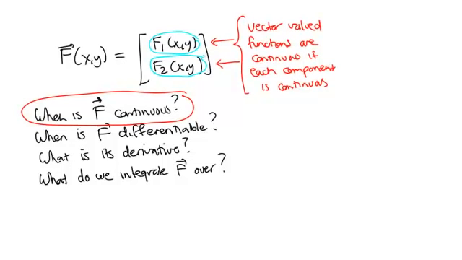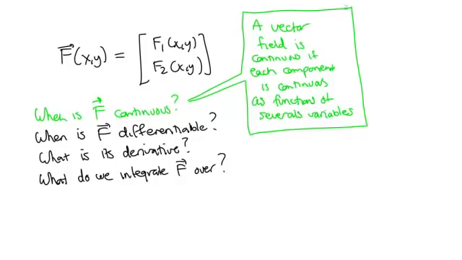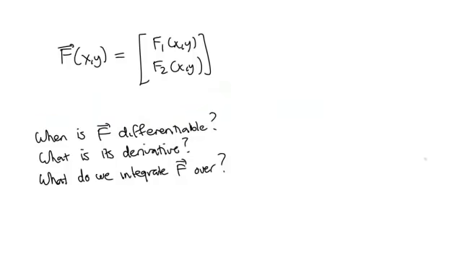And so, let's combine these two ideas together. We're going to say that a vector field is continuous if each one of its two component functions are continuous as functions of several variables. And so we've answered our first question. Vector fields are continuous provided each component is continuous as a function of two variables. All right. Well, on to the next topic.